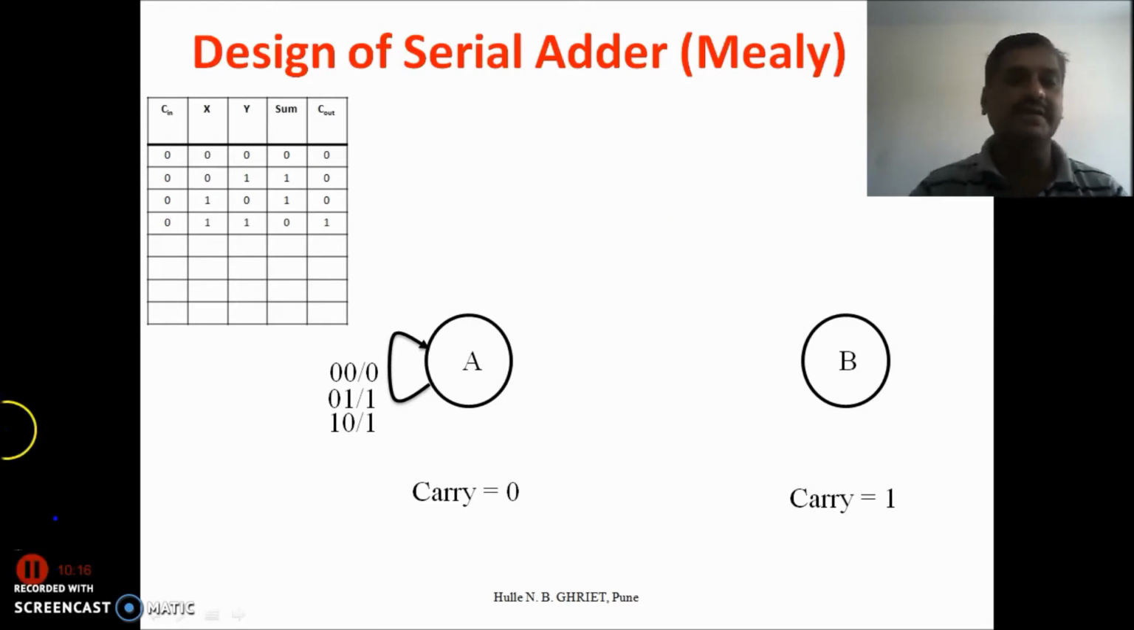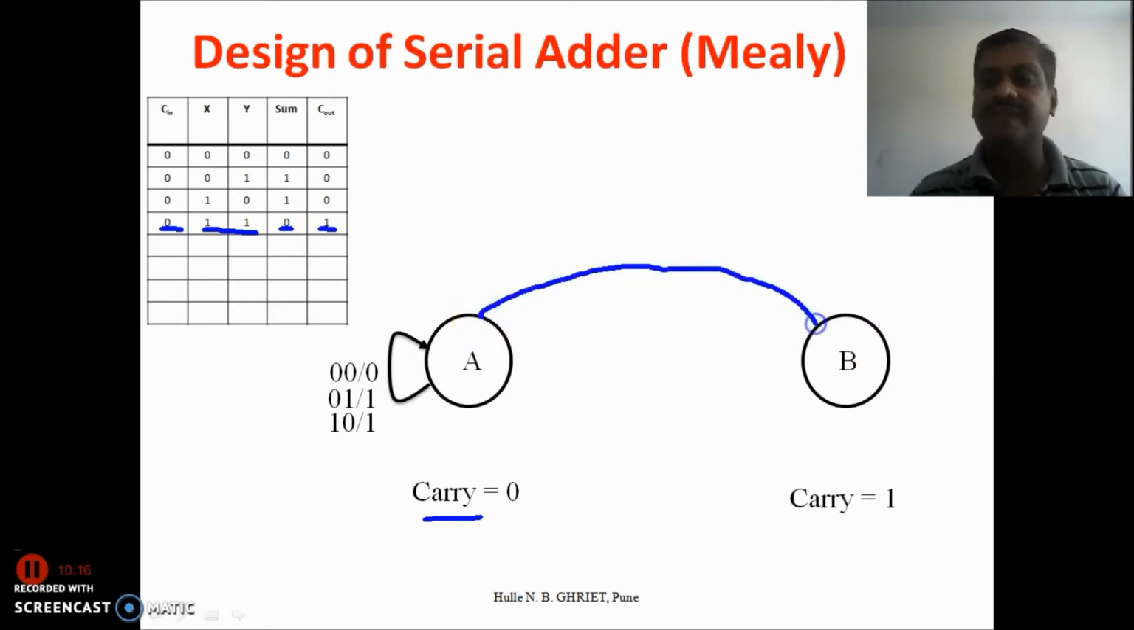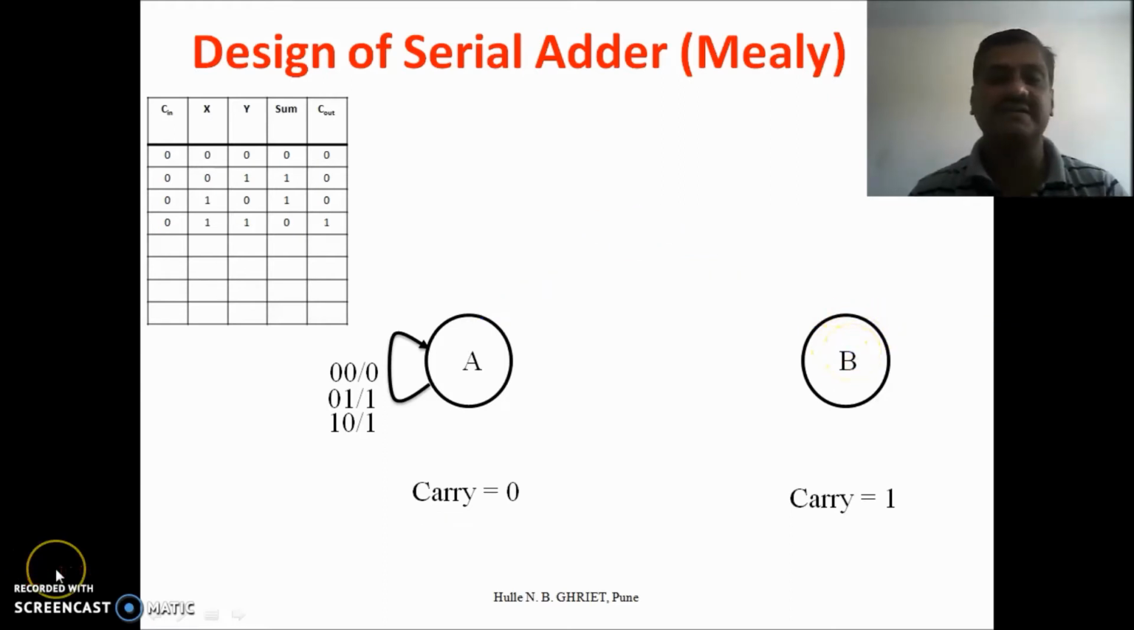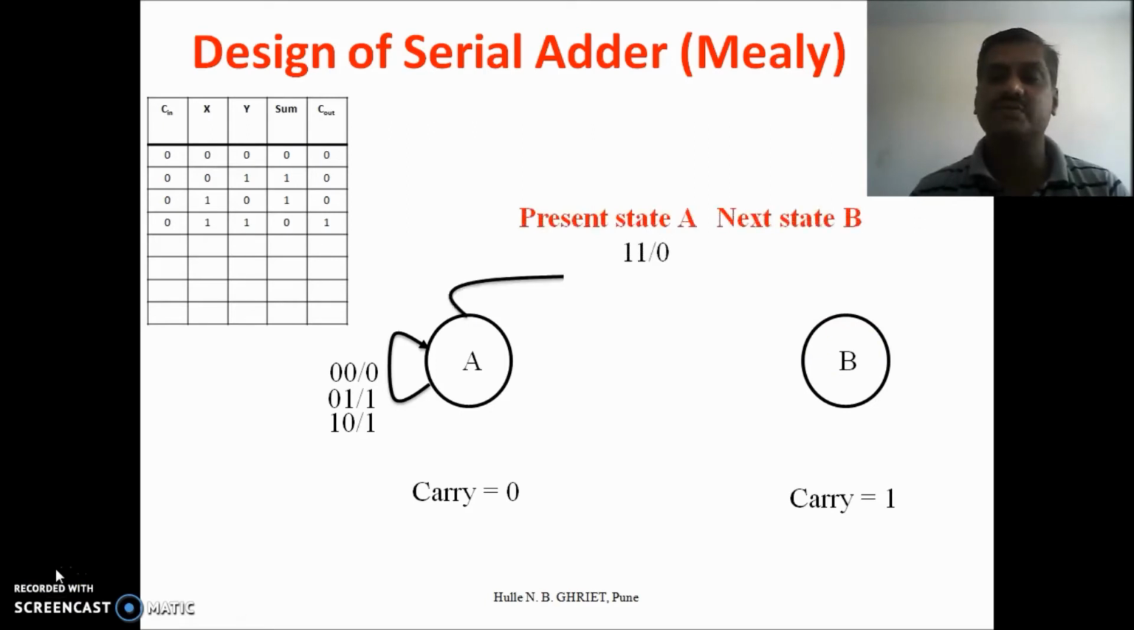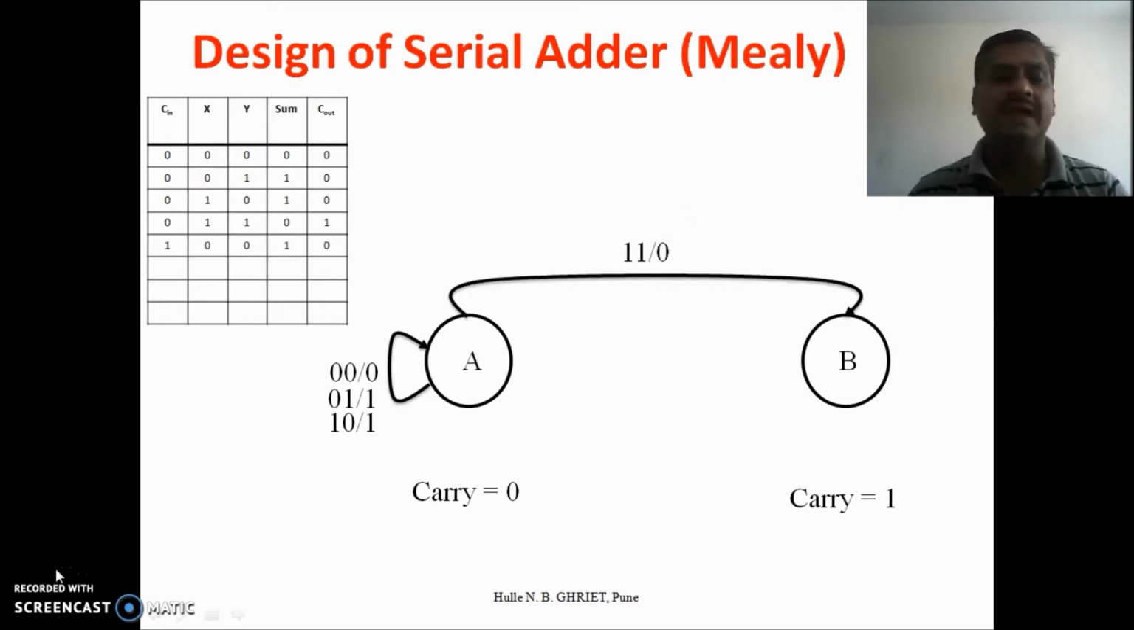Then look at the next combination of the input. Present state is 0, that is carry equal to 0, which is the state A. Inputs are 1 1. Then sum will be 0, and carry out, that is the next state, will be 1, which is nothing but B. Whenever we are in the A state and inputs are 1 1, the output will be 0, but the next state will be the B state. That is the flow, and so on.